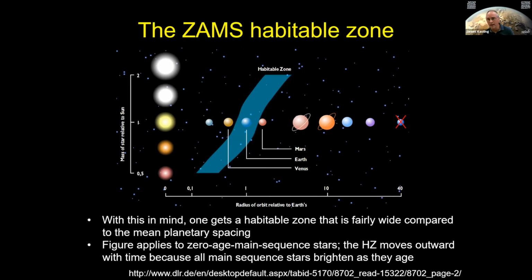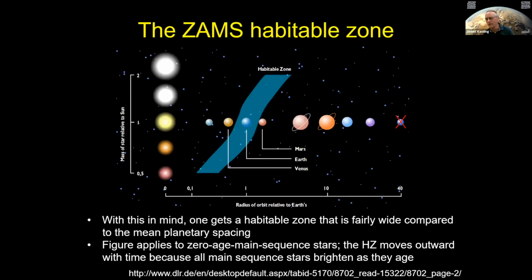You also see that the habitable zone is wide. Its width is comparable to the spacing between terrestrial planets in our own solar system. So if planets in other systems are spaced like they are here, then the chances of having a planet in the habitable zone are pretty good.